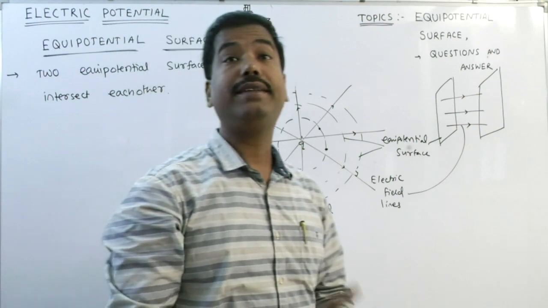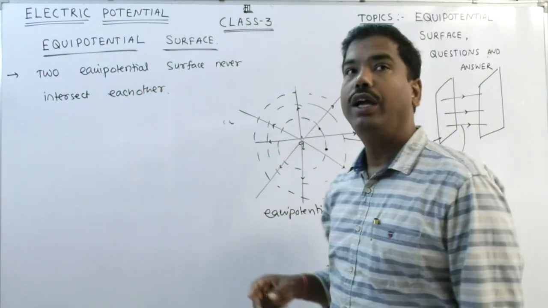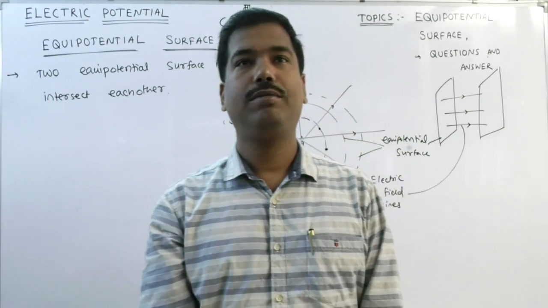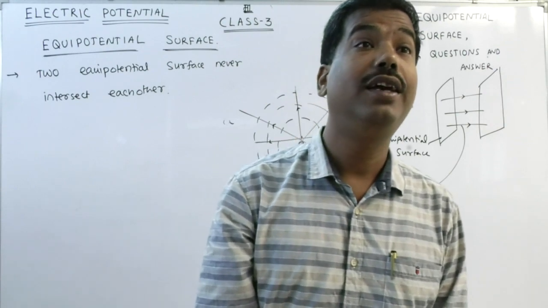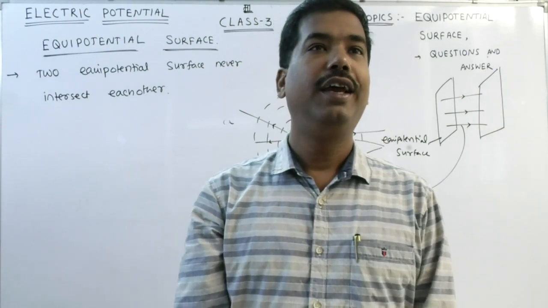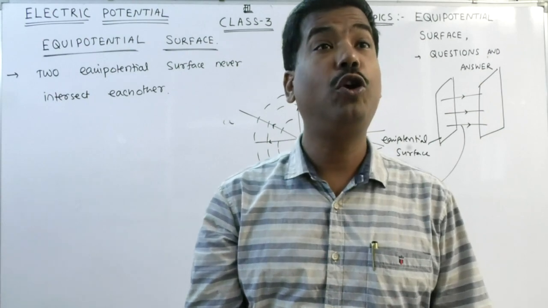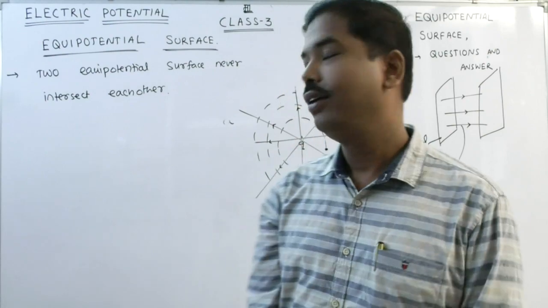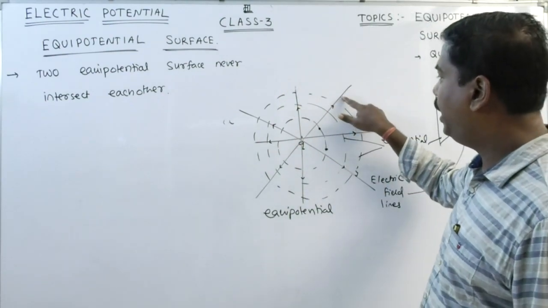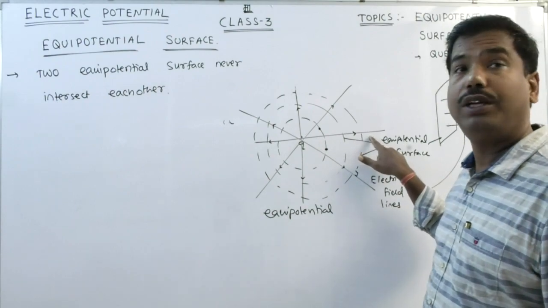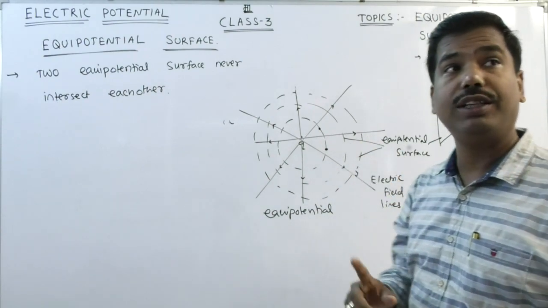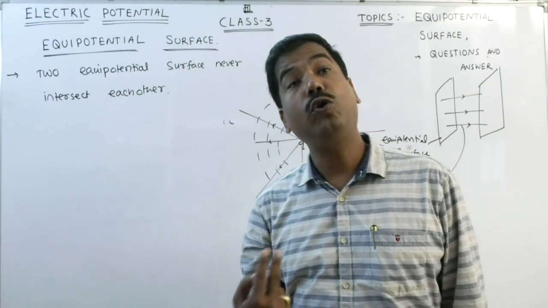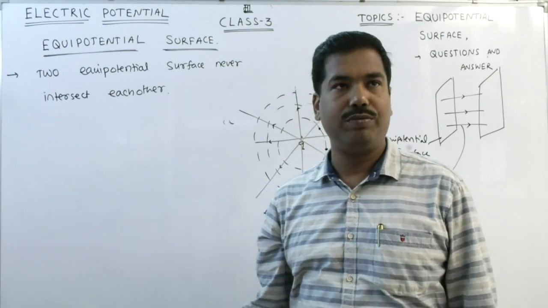Two equipotential surfaces never intersect each other, because if two equipotential surfaces intersect each other, then the normal to the equipotential surface gives the electric field. It means if they intersect at a common point, there will be two normals. Two normals mean two electric fields, which is impossible. Clear? As we know, electric field lines are normal to the equipotential surface. So at the common point there will be two normals, or we can say two electric fields, which is impossible. Clear?